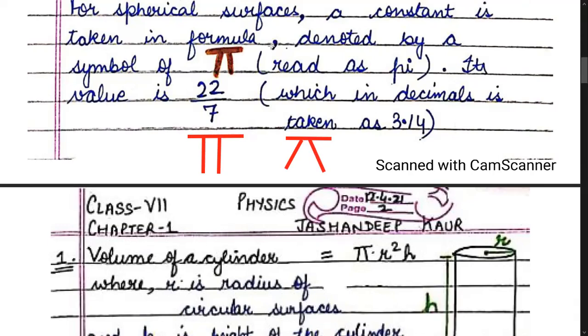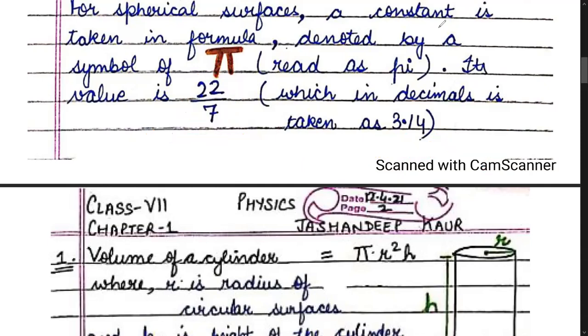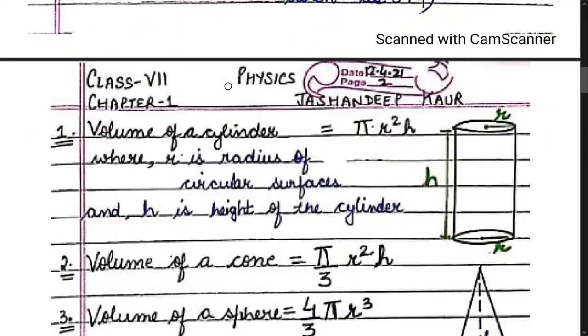This symbol is referred to as pi and its value is 22 divided by 7, which is approximately taken as 3.14. So what is pi? Pi refers to a fraction of 22 by 7. This value will be taken for all the volumes and area of spherical or circular surfaces.